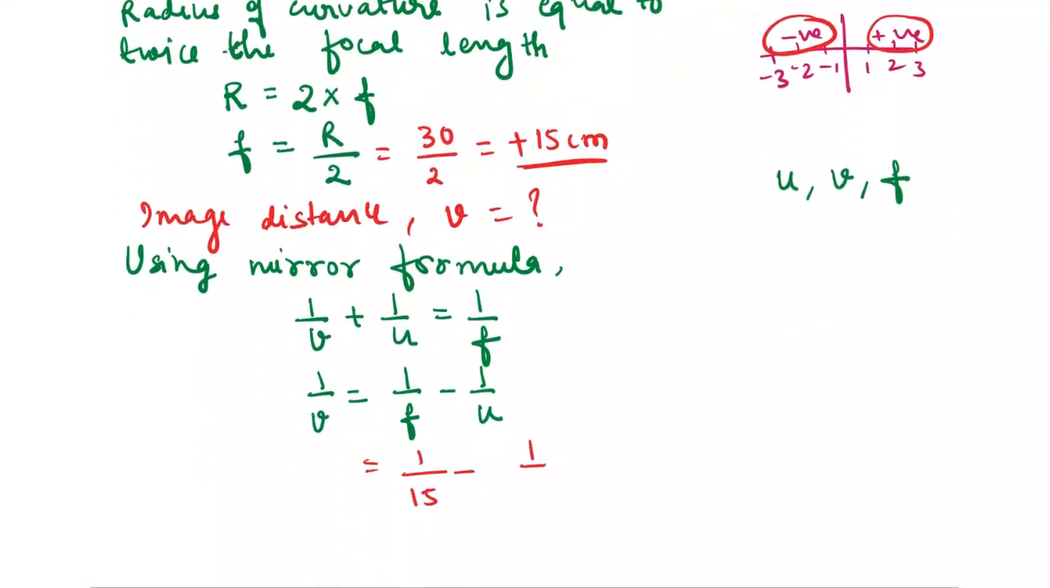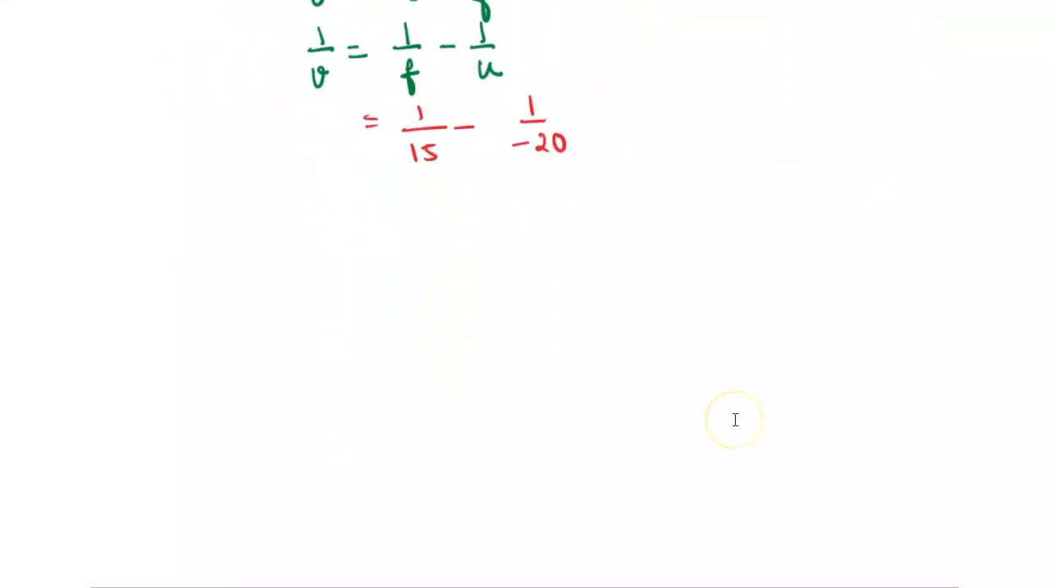So minus 20. So we can write it as minus 20. Now we need to solve this. So this is 1 by 15 plus 1 by 20. Taking the LCM of 15 and 20, we get 60.